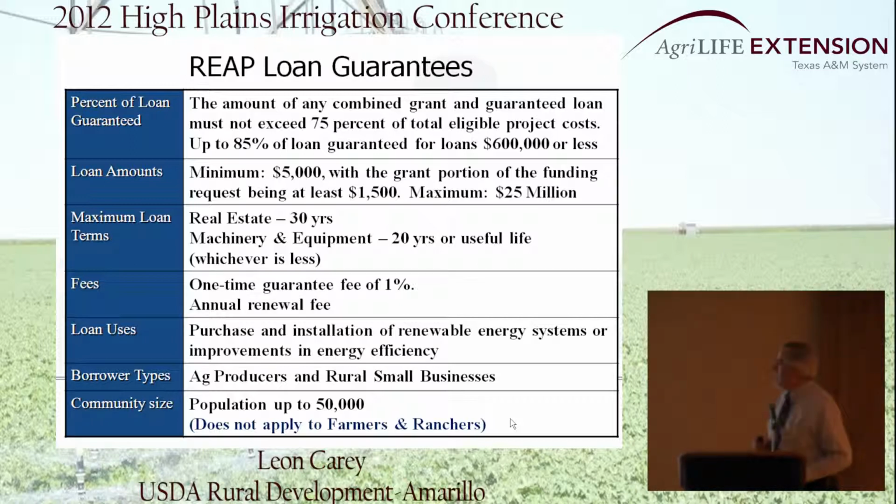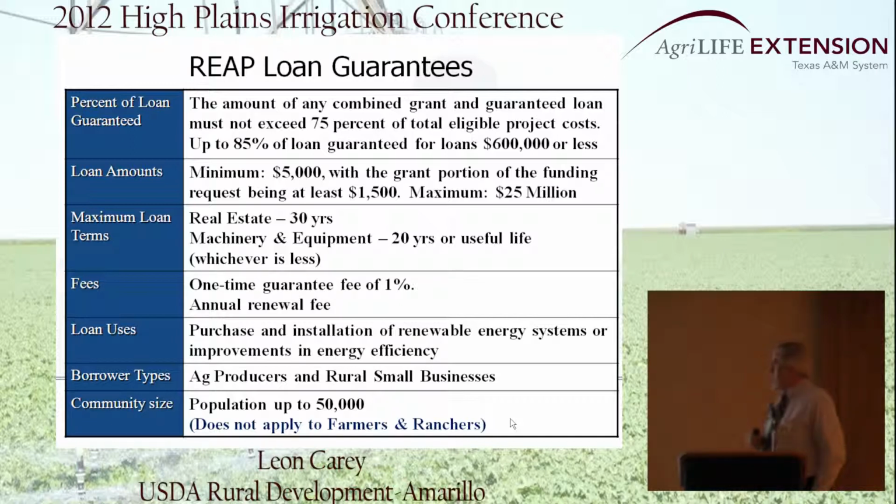But a guaranteed loan is made through your local banker, and the government, if it's for $600,000 or less, can issue a guarantee of up to 85% of the amount of the loan. The minimum amount of a guaranteed loan is $5,000. Maximum is $25 million. We haven't done any of those $25 million ones yet, but it's there. The maximum loan term is 30 years, and for machinery and equipment, 20 years or the useful life.